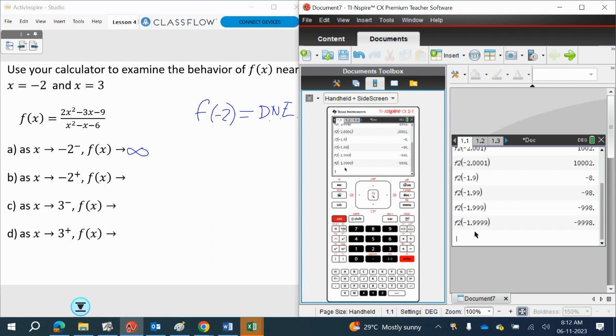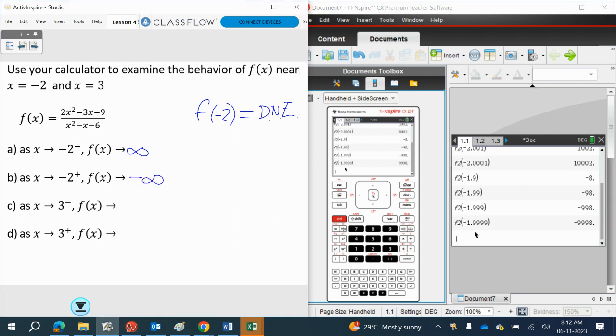Can you see the pattern? Yes. Where are we heading? Negative infinity. This is heading to negative infinity. So as we approach these two values, as we approach negative 2, the function will either approach positive infinity or negative infinity. This behavior is asymptotic behavior. So we see it's heading towards an asymptote and shooting off in 2 different directions of this asymptote.